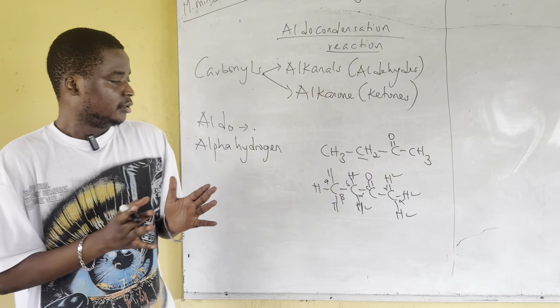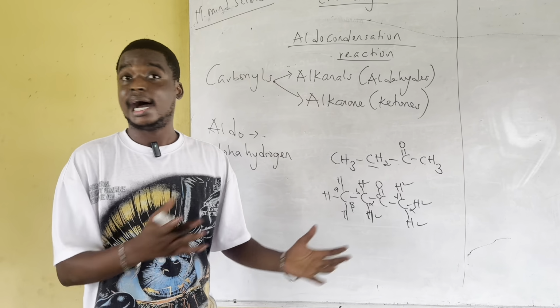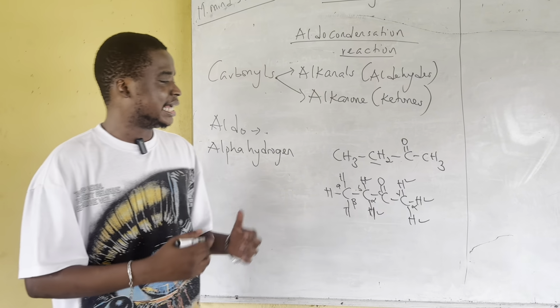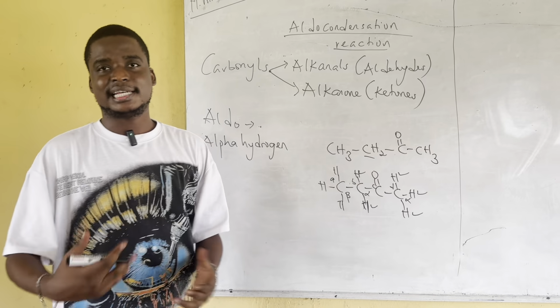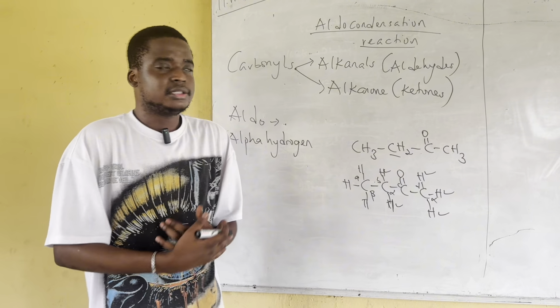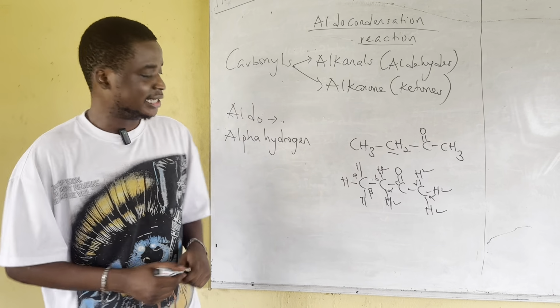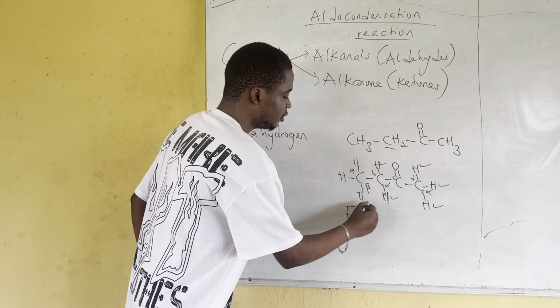What you should also note here is that any carbonyl, either aldehyde or ketone, that has an alpha hydrogen means that it has an alpha carbon. Those carbonyls are said to be enolizable, meaning that they can form an enol. An enol is basically something that has a double bond and an OH.